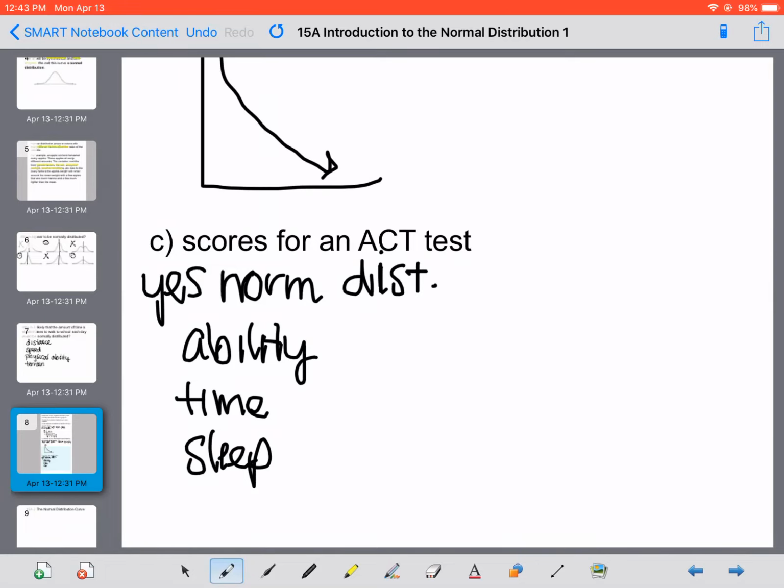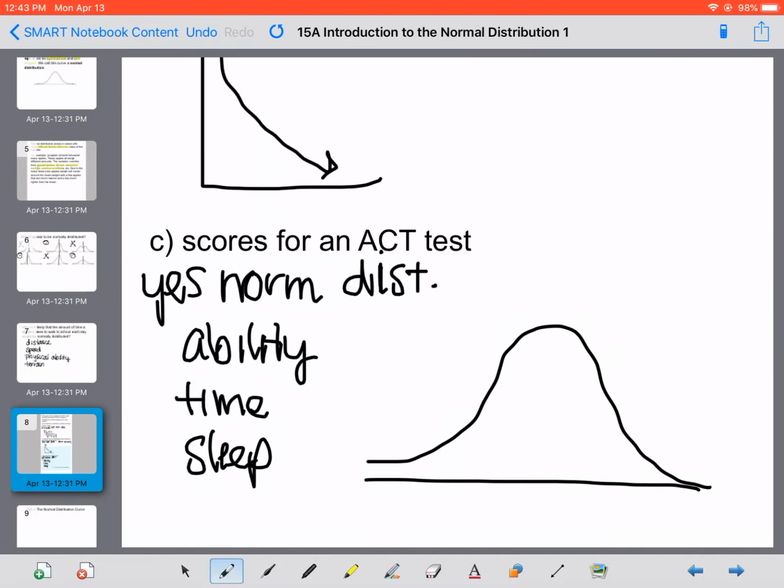If you get no sleep the night before, you could be very tired and then you can't function properly, and then your score could reflect that. So because there are multiple different things that could affect your score, we have a normally distributed curve. That should be the same on both sides, sorry.